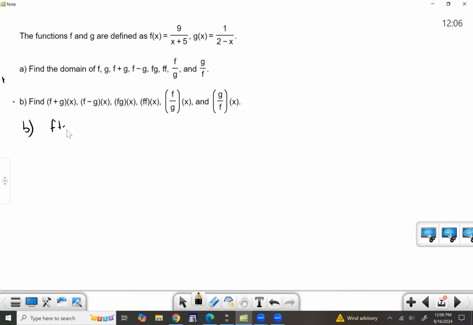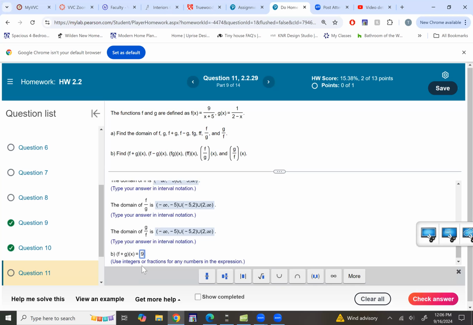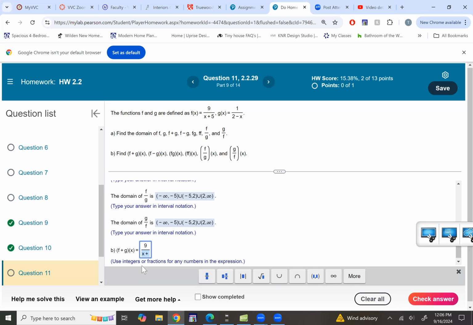So f plus g of x, remember the x goes with both. So we just have to take f of x and add it to g of x. So that's going to be 9 over x plus 5 plus 1 over 2 minus x. Now, the laziness in me is saying, let's go check this and see if this works, or if I need to go in there and get it as one fraction, you guys. Okay, so 9 divided by x plus 5. We'll find out right now.